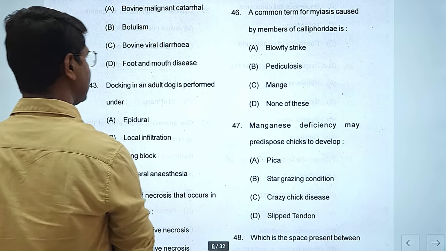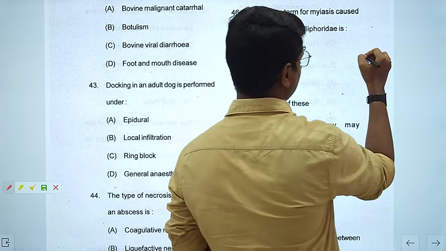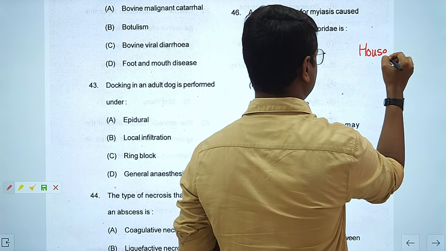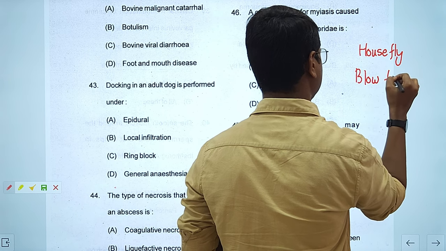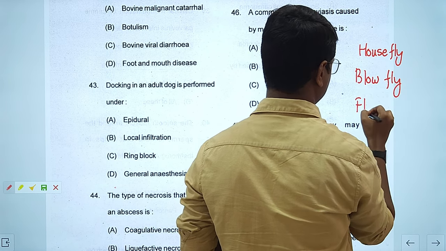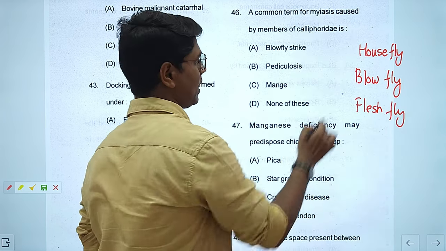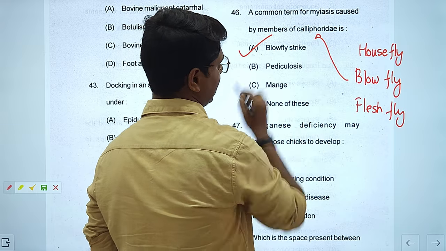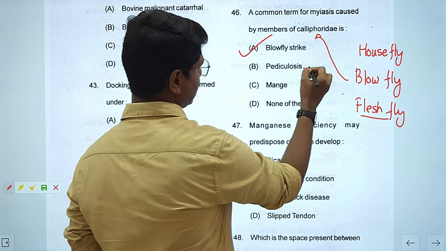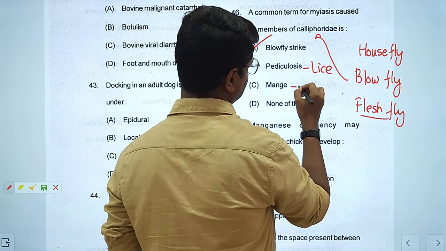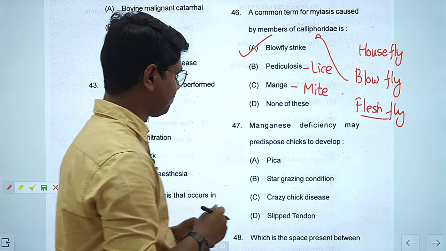The common term for myiasis caused by a member of Calliphoridae. Myiasis can be caused by three flies: house fly, blow fly and flesh fly. House fly, you know that, Musca domestica. Blow fly belongs to Calliphoridae, so the answer is blow fly strike. Flesh fly is Sarcophaga. Pediculosis is basically infestation of lice. Mange is the infestation of a mite. The answer is blow fly strike.